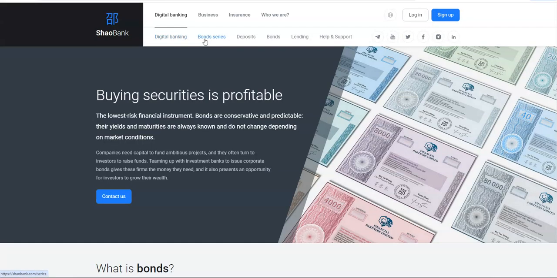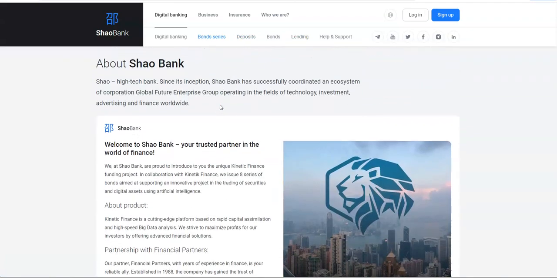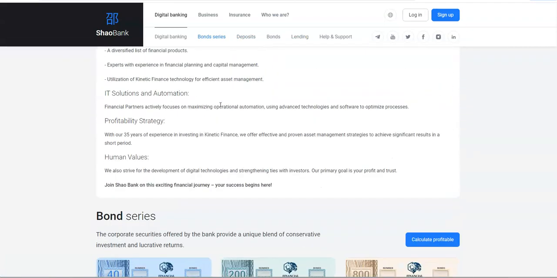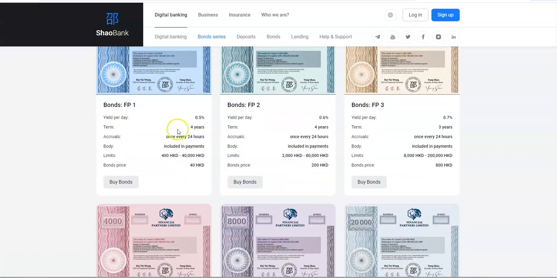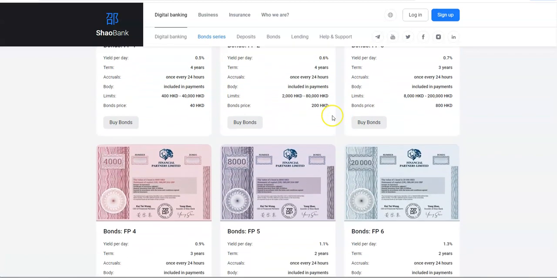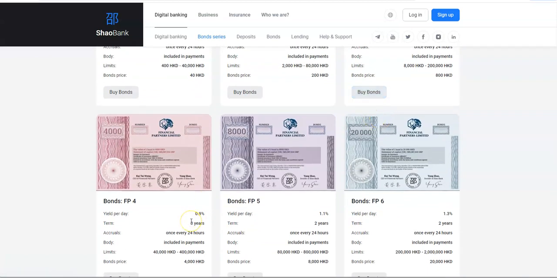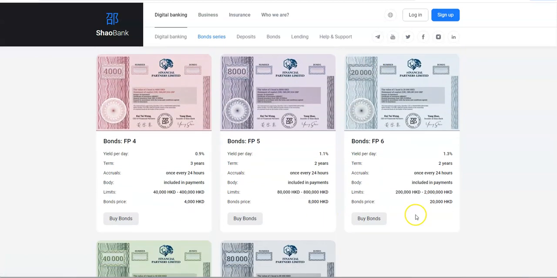So, we're not going to talk about the digital bank. We're not going to talk about deposits, or lending. It's the bond series. So, right now, this is the bond series. You can see here, 0.5, 0.6, 0.7, 0.9, 1.1, 1.3. It's all depending on what you put into it, right? I see the bond prices here.